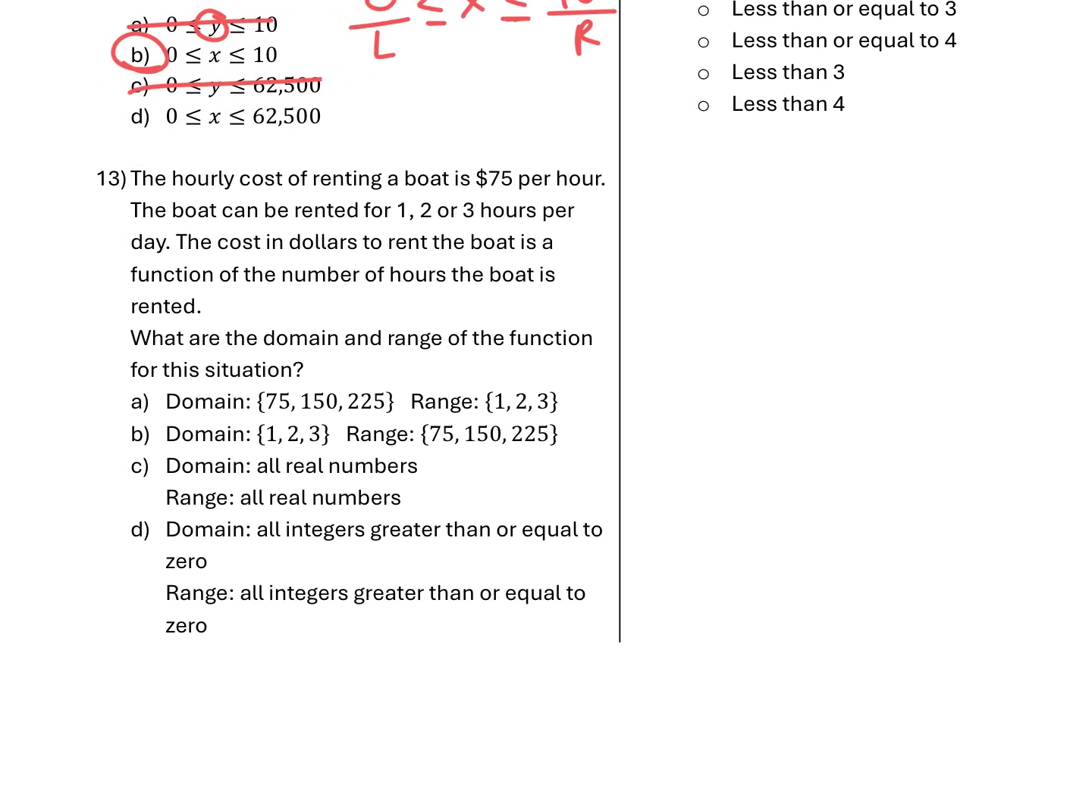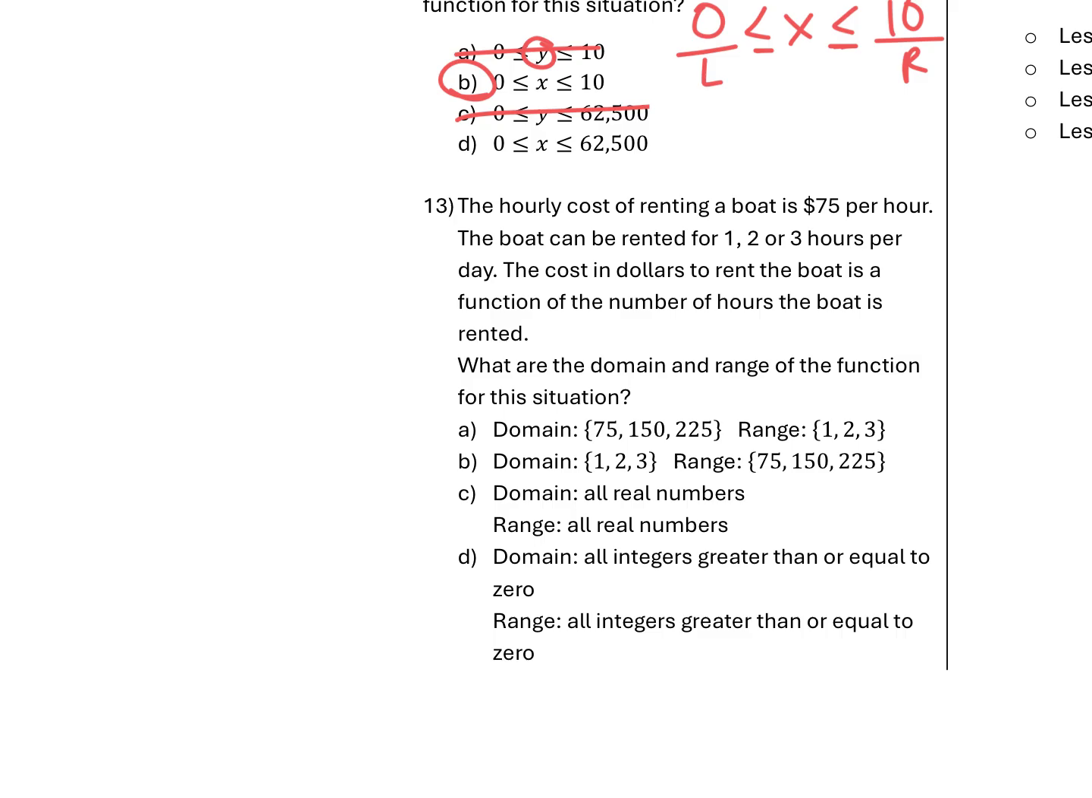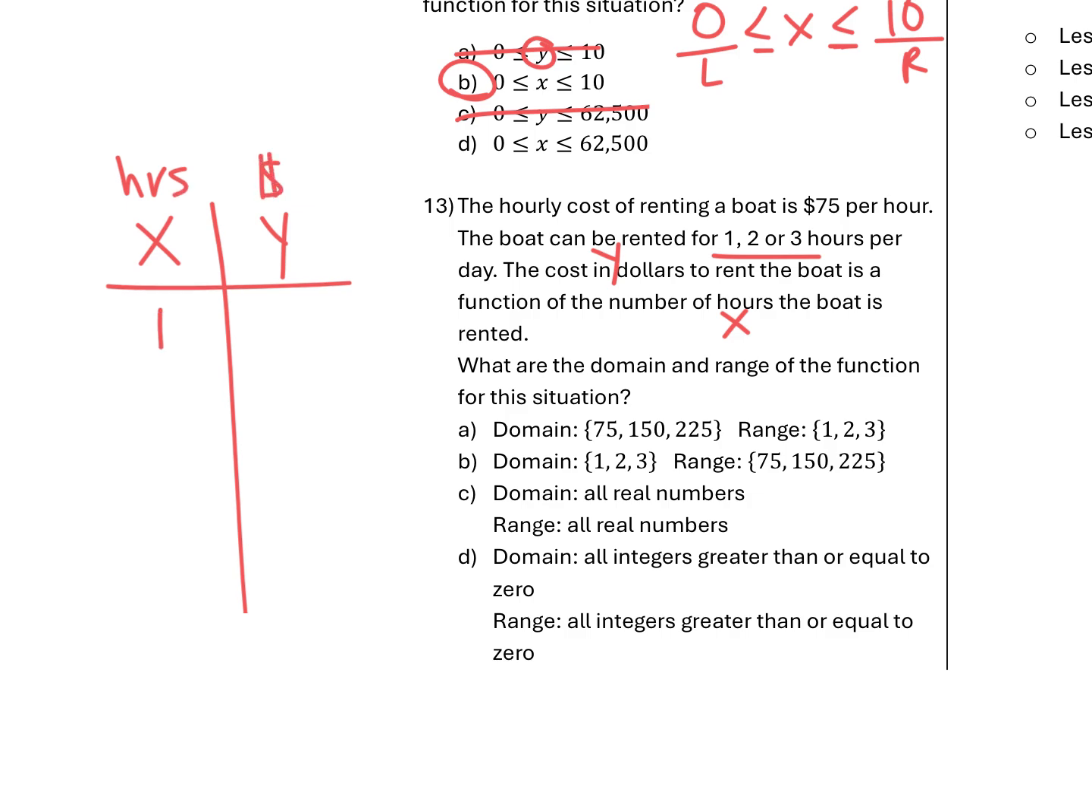Here we have cost of renting the boat is $75 an hour. Can be rented for 1, 2, or 3 hours. The cost of the boat is a function of the number of hours. So that's saying that Y is a function of X. So if I was to make a table of this, hours is my X and Y is my money. And it tells me my hours are just 1, 2, and 3. And if it's $75 per hour, there's my times.